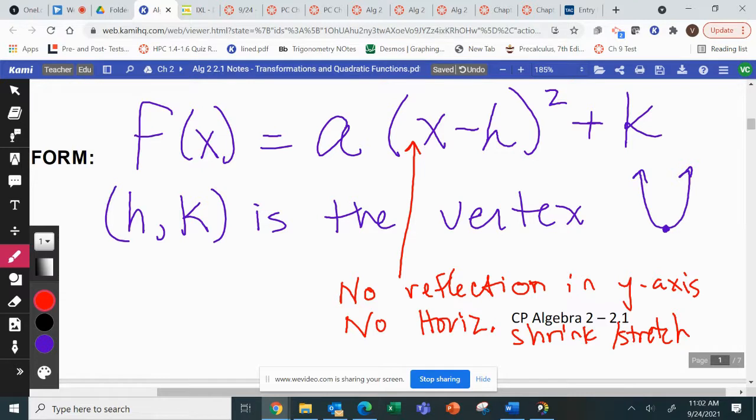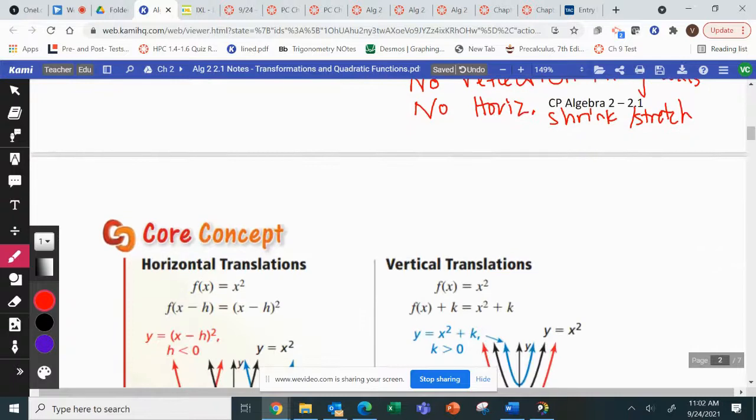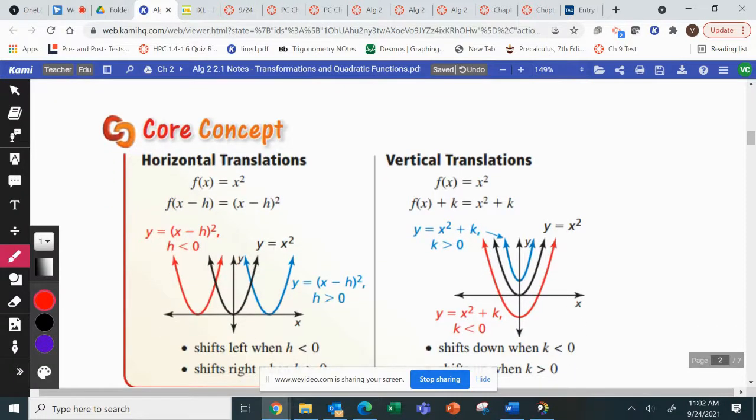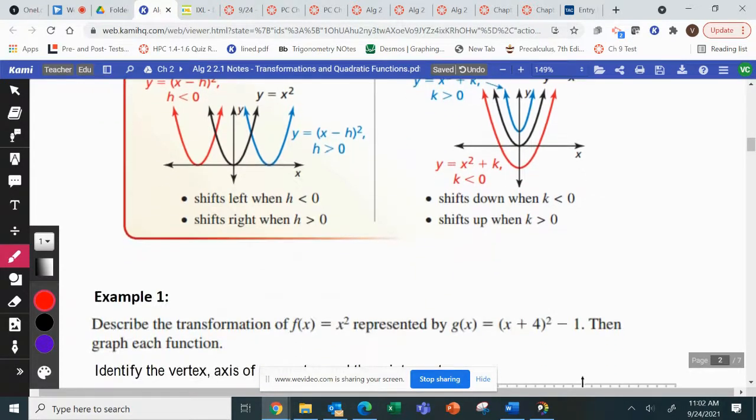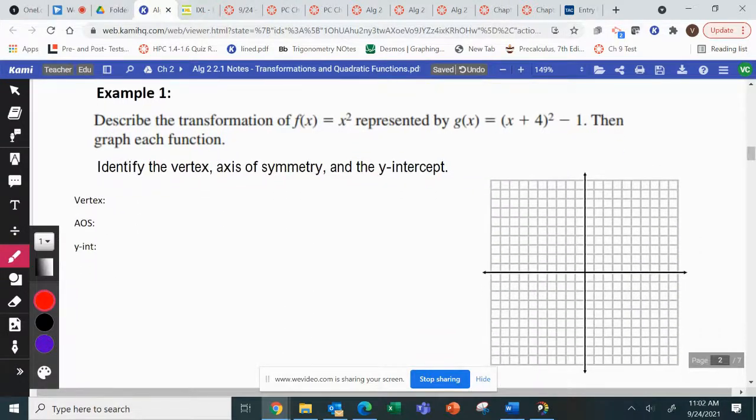Go to the next page. Now, complete review over horizontal and vertical translations. I'm not going to take time in class, but if you need a review, I can help you individually. Example 1, describe the transformation represented by g of x equals x plus 4 squared minus 1. Then graph each function. We're going to identify the vertex, axis of symmetry, and the y-intercept. It's what you were doing for your assignment yesterday.